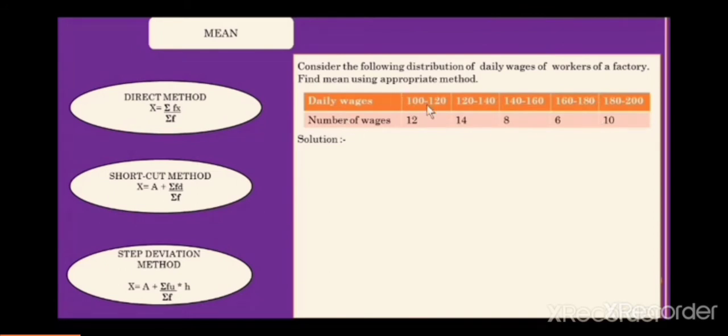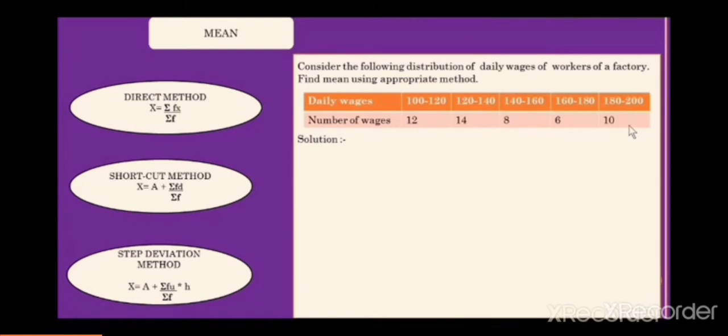So let me consider an example for grouped data. Example: daily wages and number of workers, 100 to 120, you know this is grouped data. The data is given as 140 to 160, there are 12 in this one, and 14 in this one, 8, 6, 10.